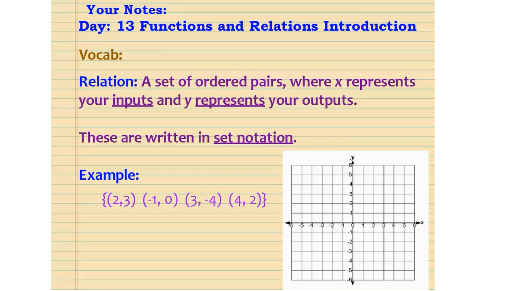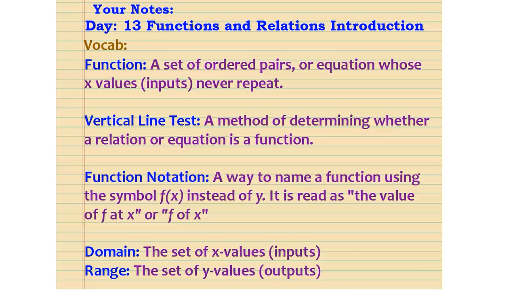A relation is a set of ordered pairs, that is an x and a y, like here, where x represents inputs and y represents outputs. This is set notation when you have the squiggle bars, the braces. I'm not very good at writing braces, but a relation is a group of ordered pairs. A function is a set of ordered pairs whose x values never repeat.